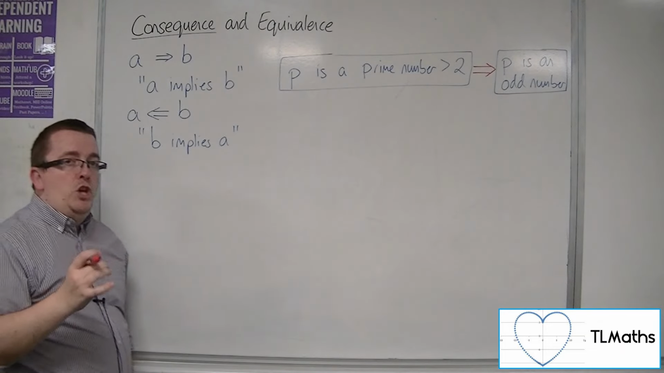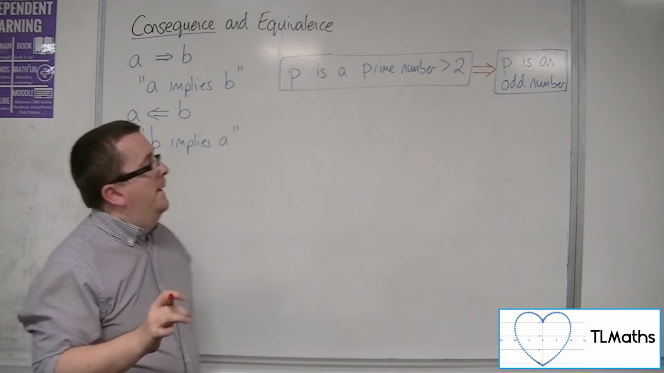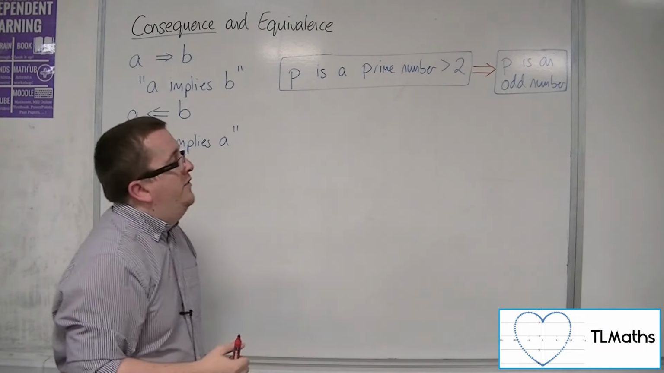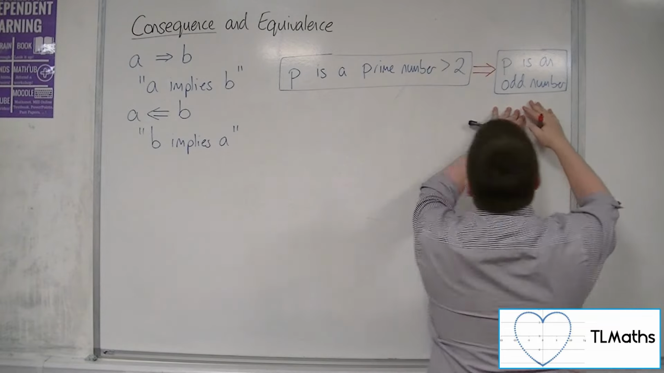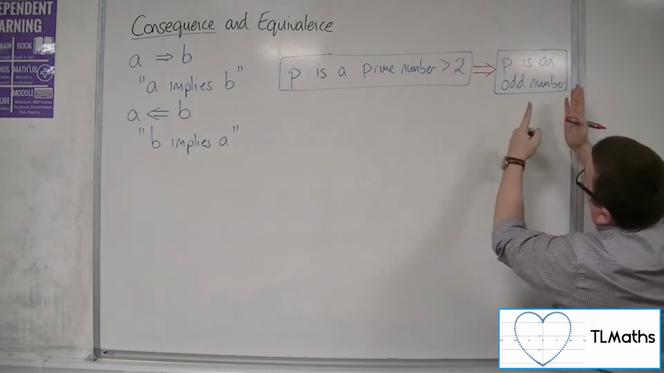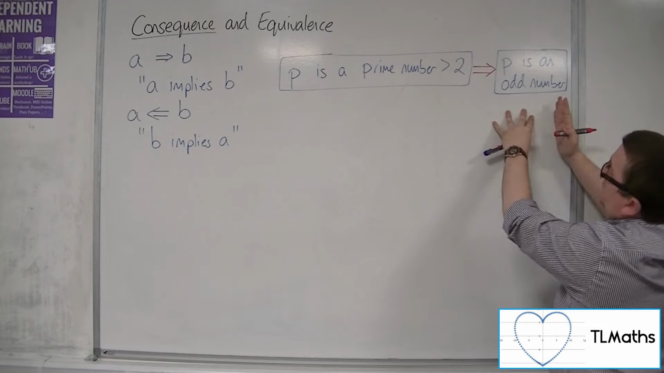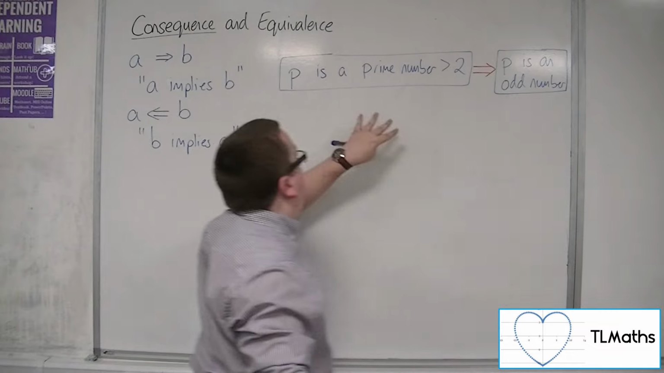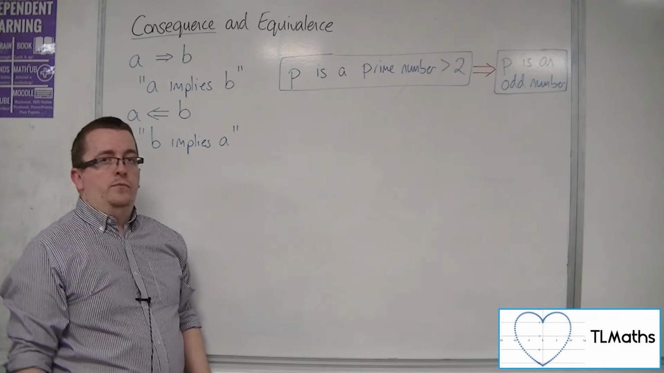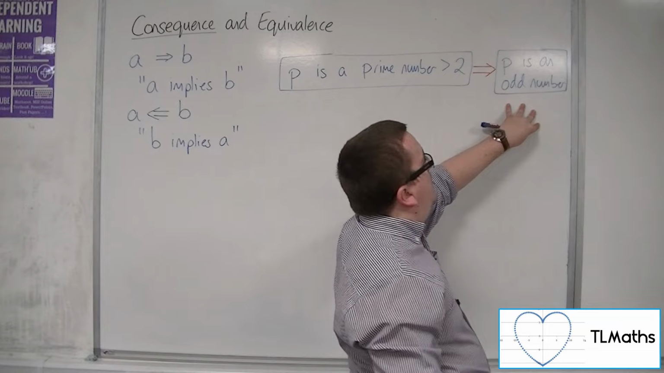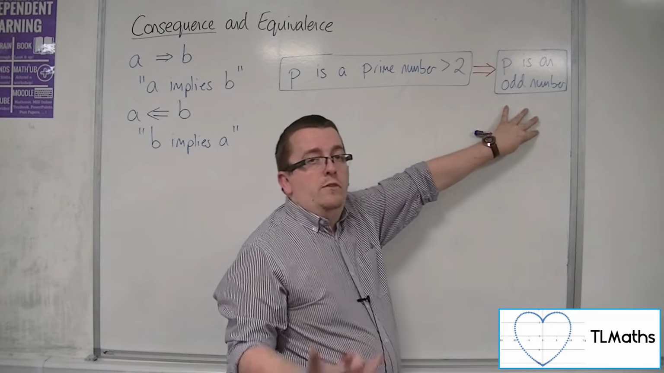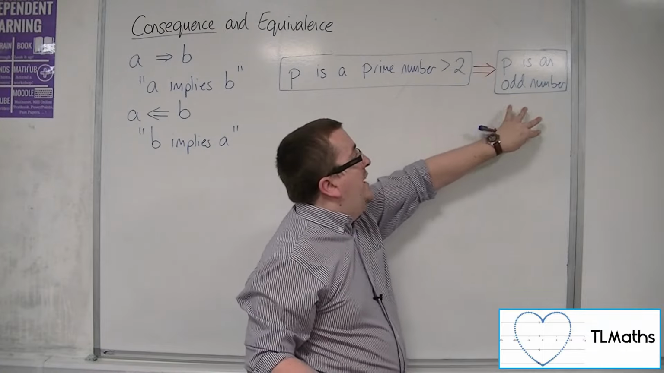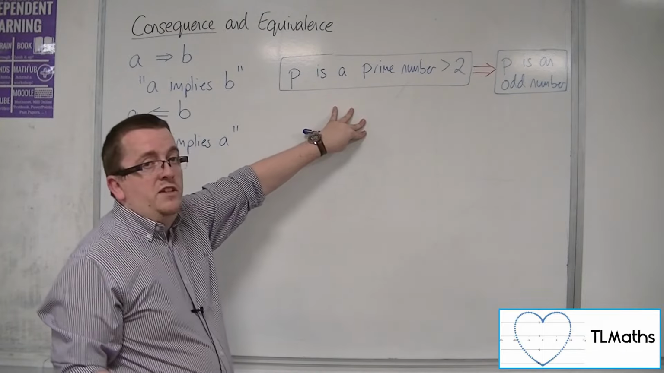Now, we do need to check whether it works the other way as well, okay? If P is an odd number, does that mean, okay, so completely ignore that for the moment, just focus your attention on this. P is an odd number. Does that mean that P is a prime number greater than 2? So just because P is an odd number, we've got the numbers 1, 3, 5, 7, 9, 11, and so on. Does that mean that P is a prime number greater than 2?